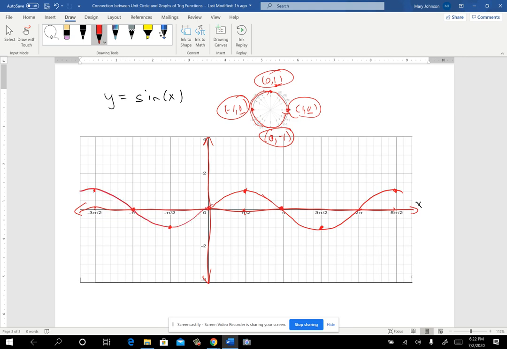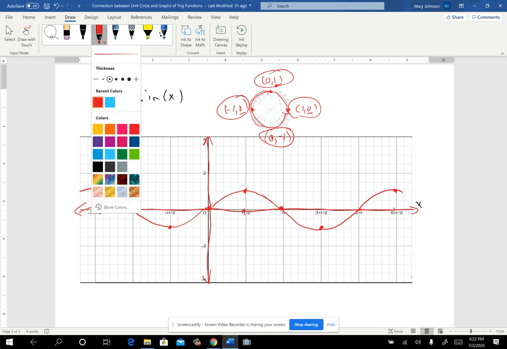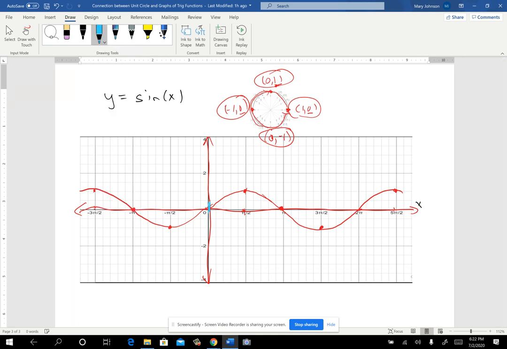Okay, so it's what we call periodic. It's like that section of this graph from here to here just gets repeated, right? Can you see it? I went a little further on this one. Okay, here's that section again.